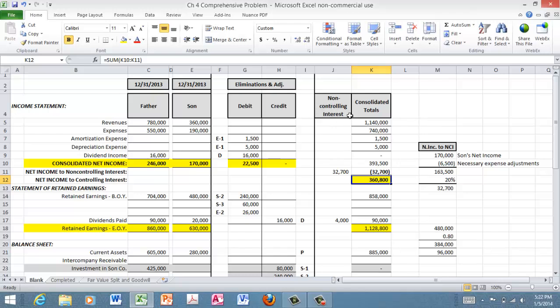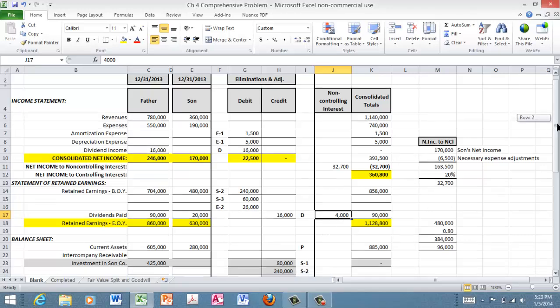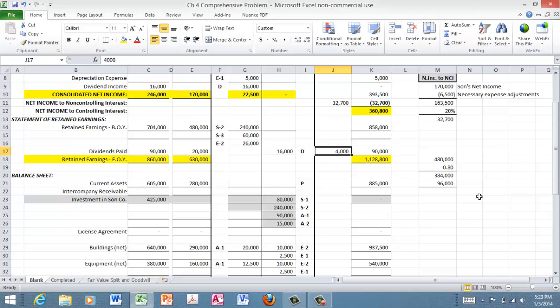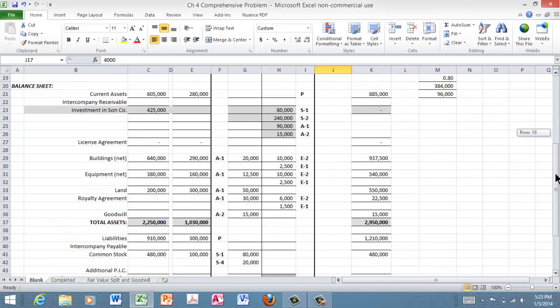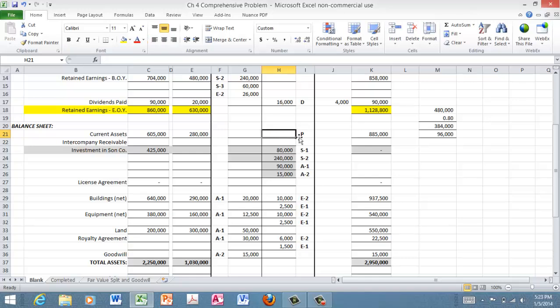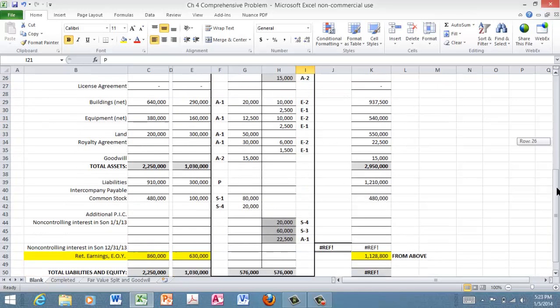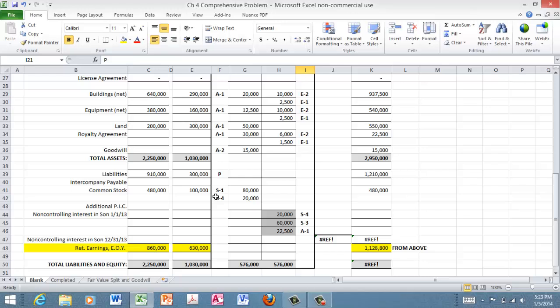Now, look at non-controlling interest, and let's see what's going on there. I've got 32,700 of net income allocated to them. There's $4,000 of dividends that will be a reduction of basically their interest. And there's one more thing before I jump into this right side over here. There was a minor fact, and I've labeled it with a P, and they said in your problem that there was an intercompany receivable and payable, and that amount was $20,000.